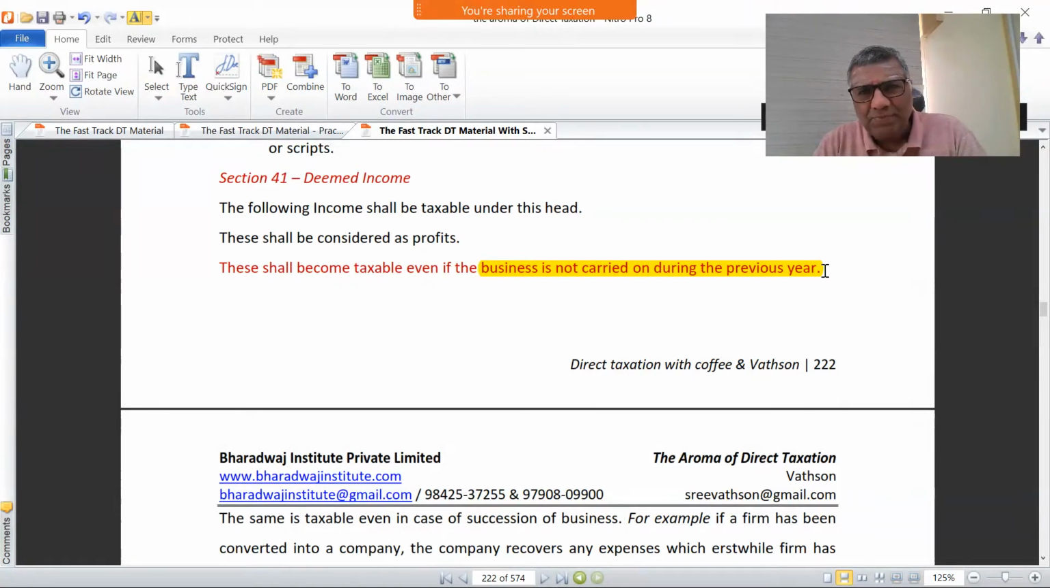A couple of years back, I was a practicing chartered accountant. One day, I quit practice. Now a client whom I had served at that time comes and pays me fees. Is it taxable in this year? Yes. Is it taxable under PGBP? Yes. Even though I'm not carrying on, it is taxable.